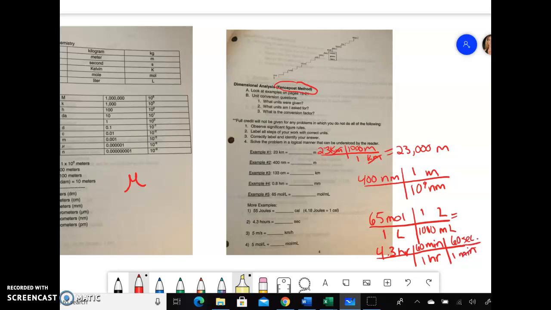Check and make sure your units cancel. I didn't cancel them up here. And hours cancels hours, and then you just calculate it through. So 4.3 times 60 times 60, and you get your answer.